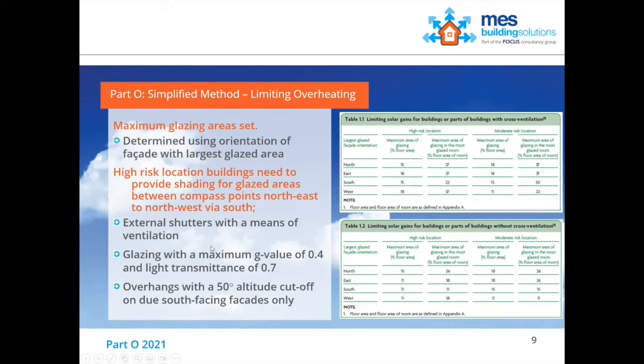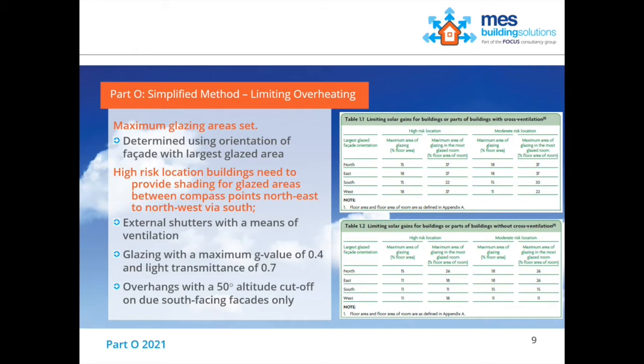But shading means one of three things. Well, there's three approaches that we're allowed via the simplified approach. We either have to have external shutters with a means of ventilation, so louvered shutters, or glazing with a maximum G value of 0.4 and a light transmittance value of 0.7. So it has to cut out unwanted radiation with that G value of 0.4, but it still has to let enough light through that we still get amenity daylighting in the space. I think standard double glazing, even with a low E coating, comes in about 0.6 on the G value.